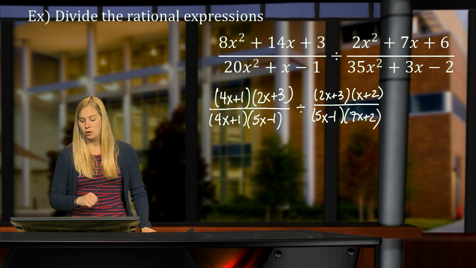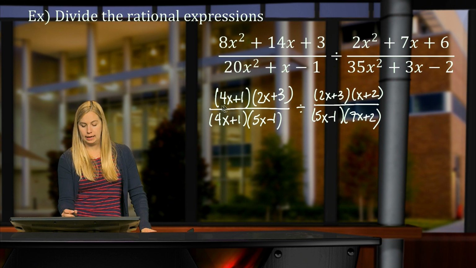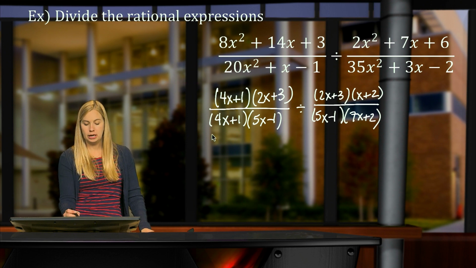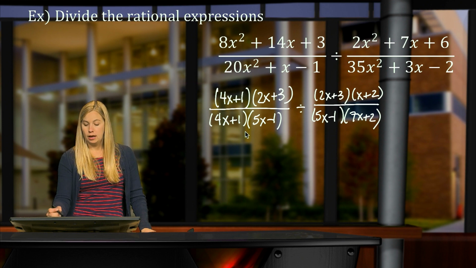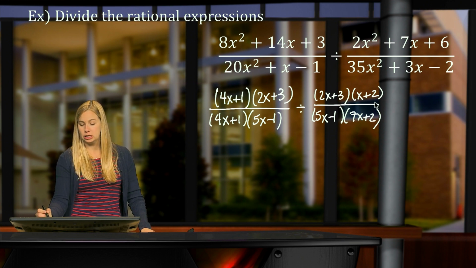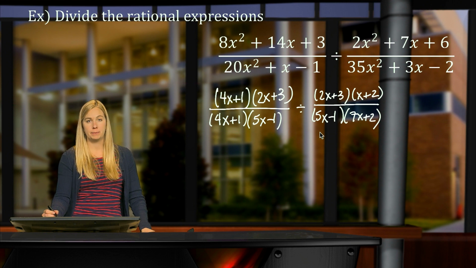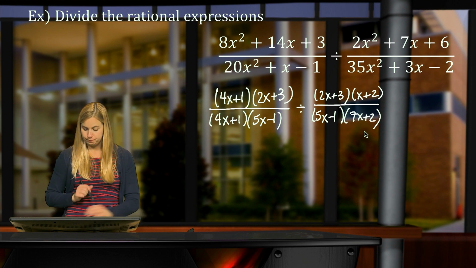All right, if you're coming back, go ahead and check your factors. We have 4x plus 1 times 2x plus 3, divided by 4x plus 1 times 5x minus 1, divided by 2x plus 3 times x plus 2 over 5x minus 1 times 7x plus 2.